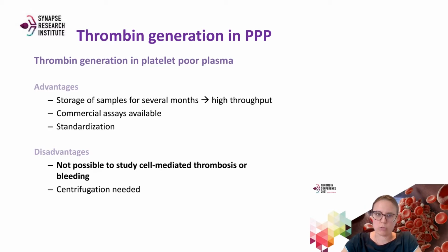However, a major drawback of thrombin generation in platelet-poor plasma is the lack of cells. In vivo, most coagulation processes take place on the surface of cells. In platelet-poor plasma, artificial phospholipids have to be added to the reaction mixture to mimic the presence of cells. These artificial phospholipids provide the coagulant surface, which in vivo is provided by cells. Therefore, the contribution of an individual's blood cells is not represented in PPP, and it is not possible to study cell-mediated thrombosis or bleeding in platelet-poor plasma.